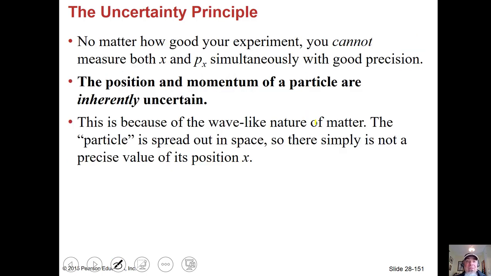So no matter how good your experiment, you cannot measure both x and p simultaneously with good precision. There's always some uncertainty in that. Make one smaller, you make the other one bigger. This is because the wave-like nature of matter is coming out.